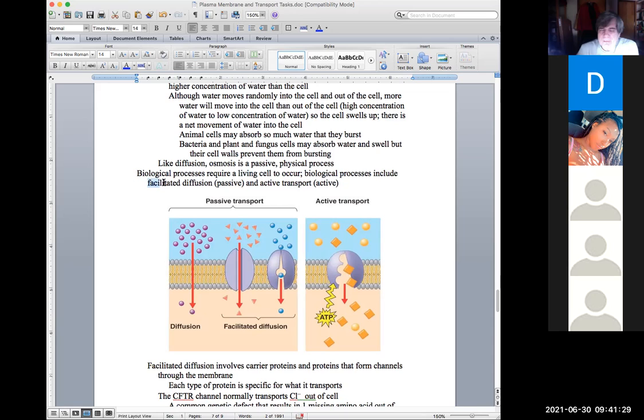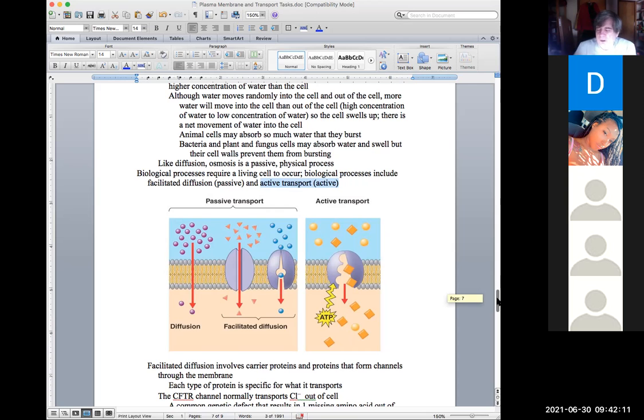Now, we're going to talk about a passive biological process called facilitated diffusion. And the fact that it's called facilitated diffusion gives you a hint that it's passive. Because remember, diffusion was passive, and osmosis, which is a special type of diffusion. Osmosis is just diffusion of water. That's passive. And we're going to talk about several biological processes that are called active transport. And as the name suggests, in active transport, the cell has to be active, which means the cell has to use energy.